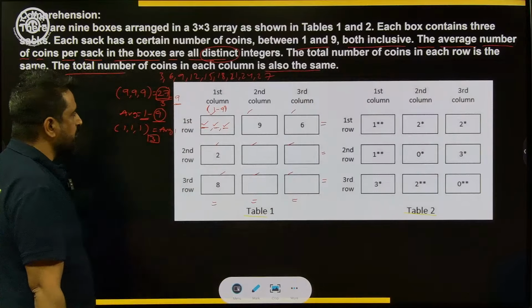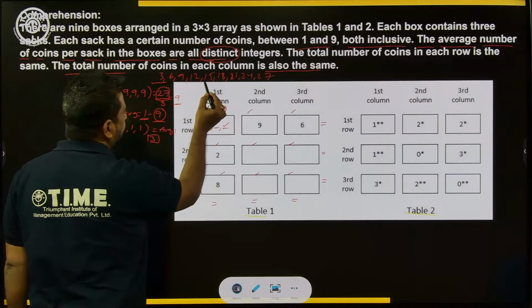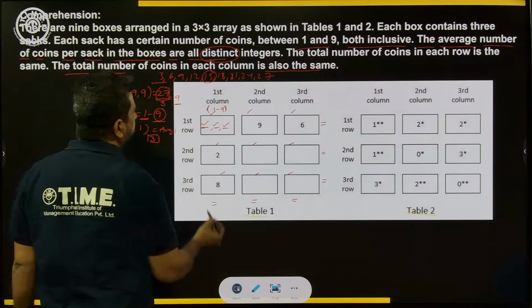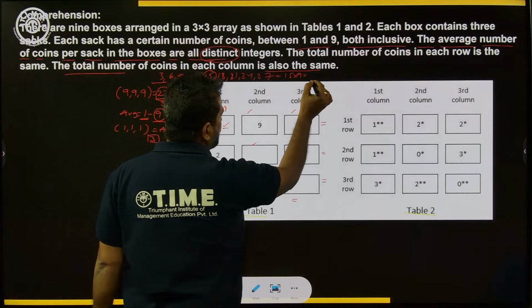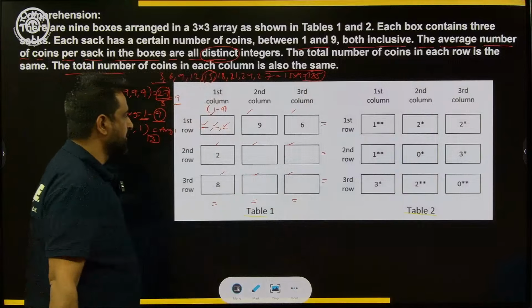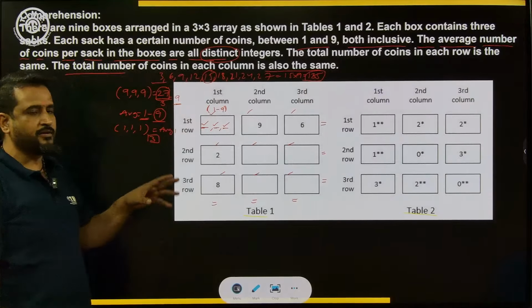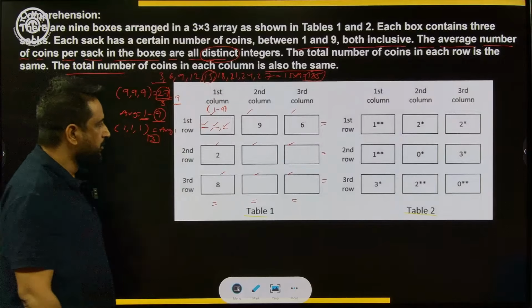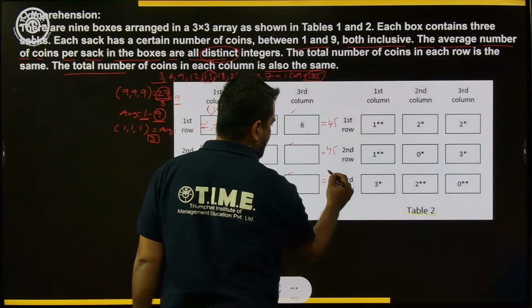Now if you observe carefully, the sum of all the coins in all the boxes together is, let us take the median number 15. So 15 into 9 numbers, so it will be 135. So the sum will be 135. So this has to be distributed to the first row, second row, third row, as well as first column, second column, and third column. If you distribute like this, we can say that it is clearly 45, 45, 45.